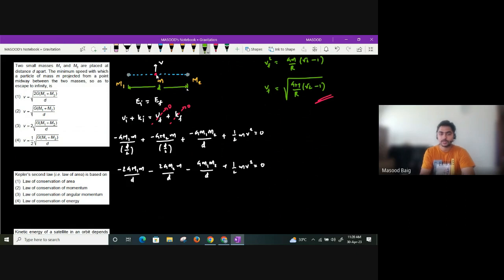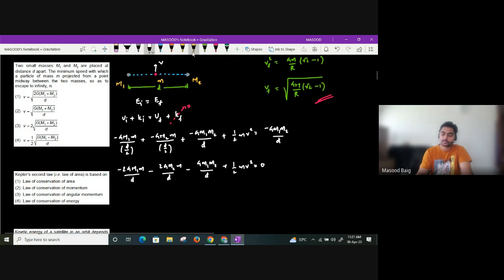Initially this is the situation. Finally this mass went to infinity. But still these two masses are kept at some separation only, or not? The final potential energy of the system will not become 0. What will it become? It will be minus G m1 m2 divided by d.